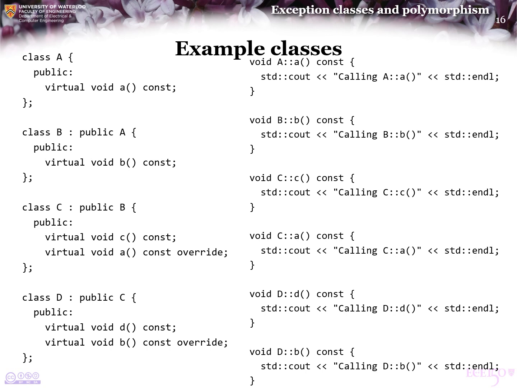So here are four classes. In the left column, you can see that A is a base class. B is derived from A, C is derived from B, and D is derived from C. Now, class A has a member function A, so does B have a member function B, C has a member function C, but it also overrides member function A. Finally, class D has a member function D, but it also overrides the member function B.